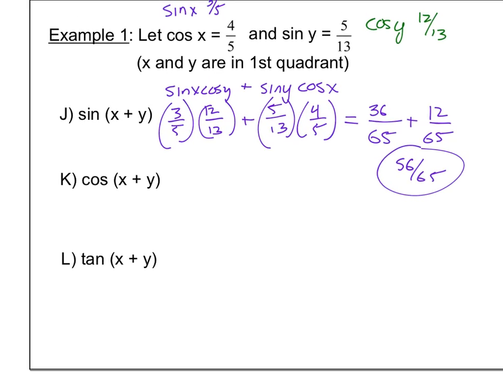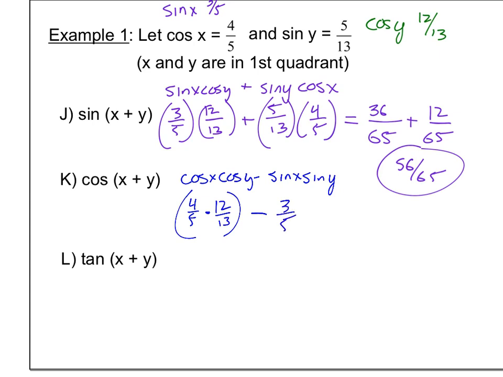Okay, so then cosine ends up being cosine x, cosine y, minus sine x, sine y. So same kind of idea, cosine x, 4/5, cosine y, 12/13, minus sine of x, 3/5, sine of y, 5/13. So this becomes 48 over 65 minus 15 over 65, which should give you 33 over 65.